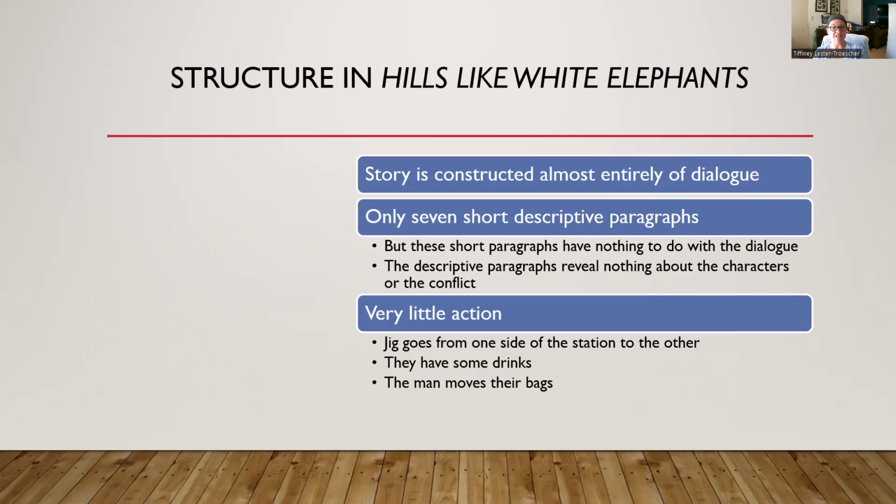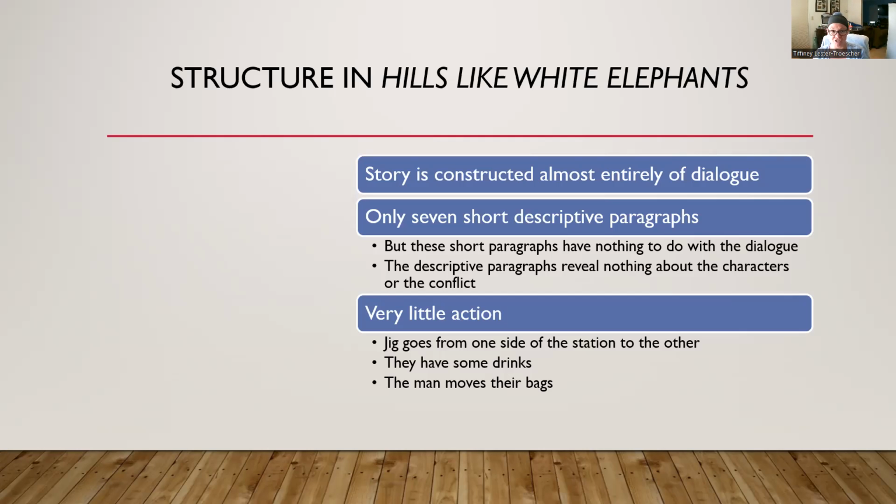So again, the story is almost entirely dialogue. There are only 7 short descriptive paragraphs. Those short descriptive paragraphs, though, have nothing to do with the dialogue. It's not like those paragraphs that aren't dialogue explain the dialogue. They have nothing to do with the conversation that's taking place, at least on the surface. Those paragraphs reveal nothing about the characters or whatever they're discussing, this operation.